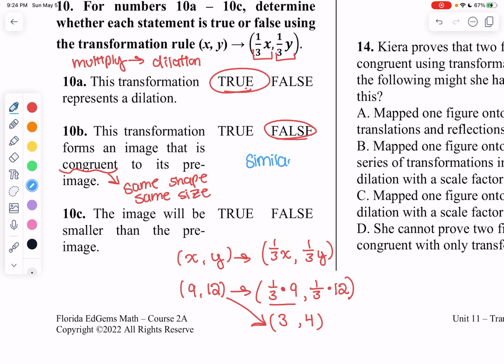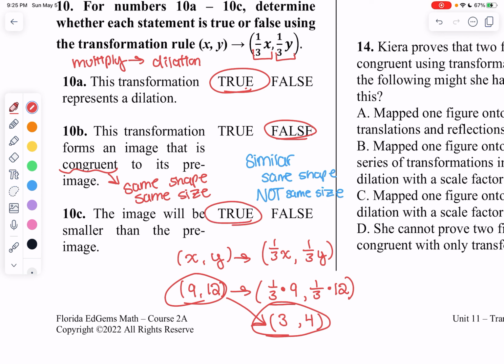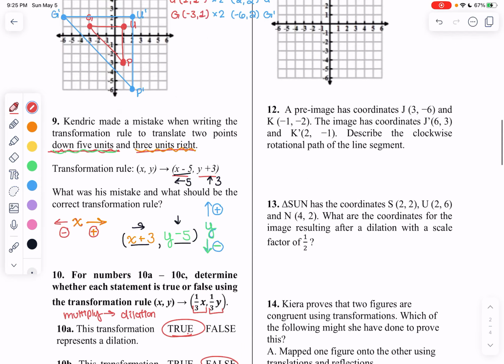Remember the ugly baby picture. The ugly baby stayed the same shape, but not the same size. Okay, dilations produce similar images, not congruent images. And the last one, 10c, says the image will be smaller than the pre-image. Well, if I multiply by a fraction, just like we saw down here, 9, 12 goes to 3, 4. This is true, okay? Our points become smaller, meaning our shapes will become smaller too. All right, we're rocking and rolling.